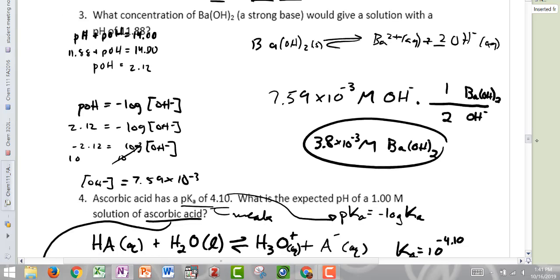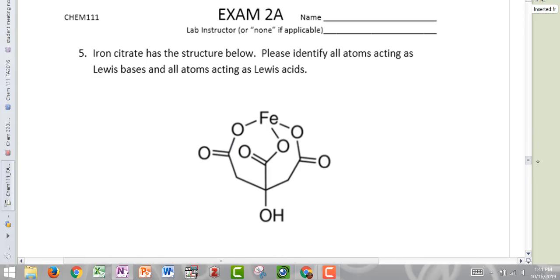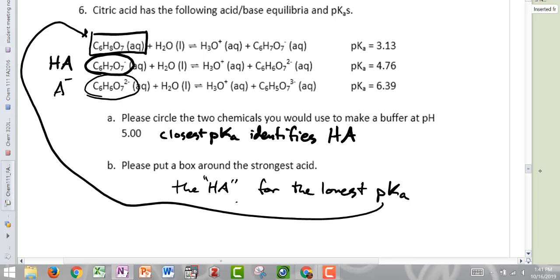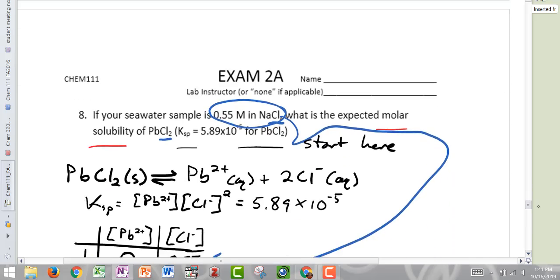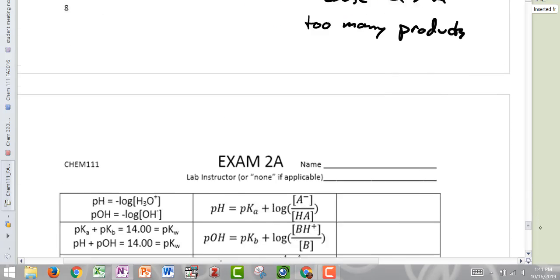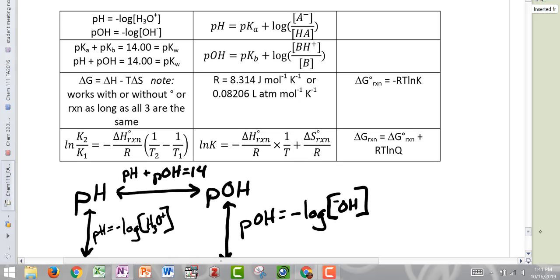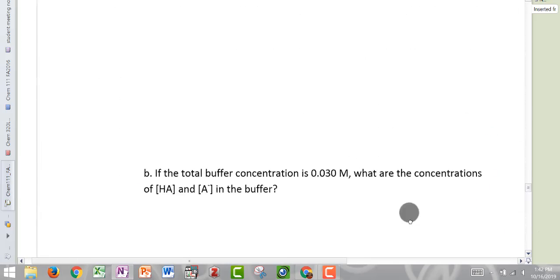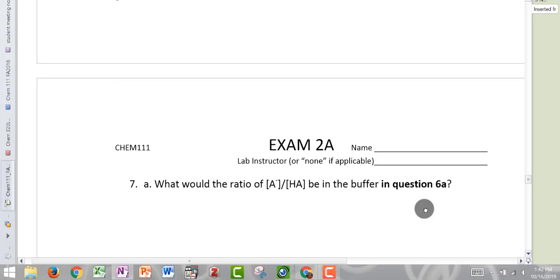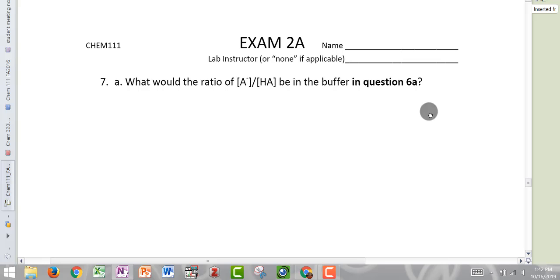Thermo. Strong base, weak acid. Lewis acid base. Buffer. Solubility. That's it. 7A and B. Alright, I see a ratio and I see a buffer. So now I do Henderson-Hasselbalch.